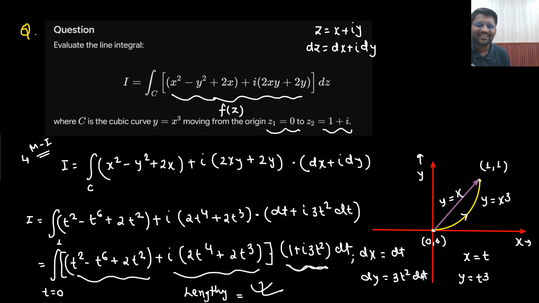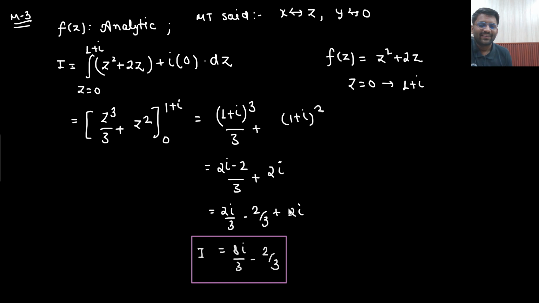Can I make another method here? Z equals r e to the power iota theta, that you can make, but let's not do it. Basically, let's solve it with z equals r e to the power iota theta.